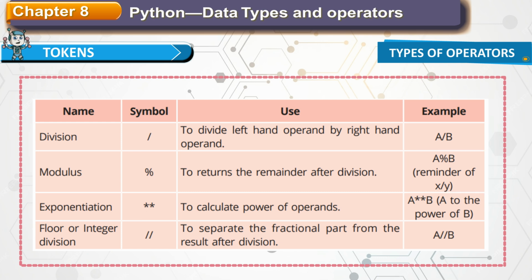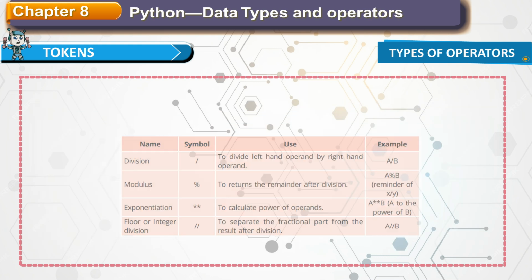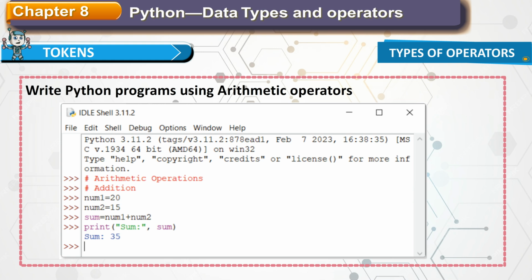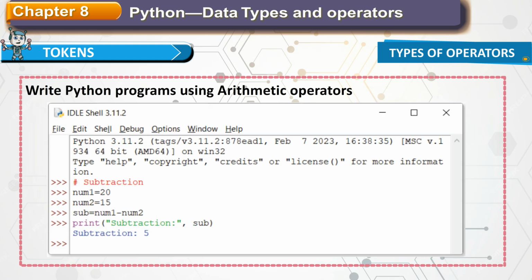A % B, remainder of X / Y. Exponentiation, asterisk: to calculate the power of operands, A ** B, A to the power of B. Floor or integer division, double slash: to separate the fractional part from the result after division, A // B. Write Python programs using arithmetic operators.